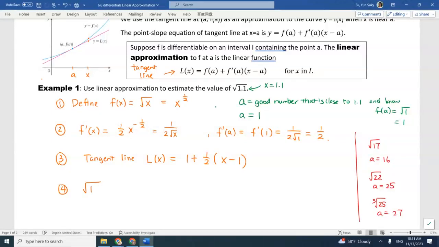Finally, we want to find the square root of 1.1. This is f of 1.1. Do you agree, everybody? We're looking for the square root of 1.1, and this is f of 1.1. Okay? And now, we can use the tangent line to approximate the function. So this is approximated by L of 1.1. Now we plug in x is 1.1, and then subtract 1.